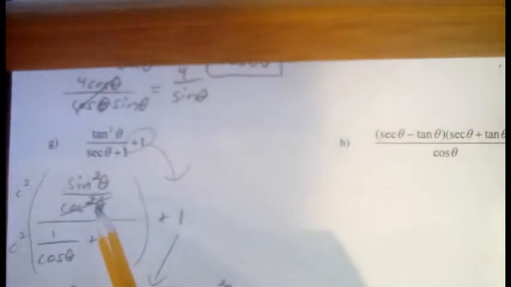So for this fraction, you need to cancel out the cosine squared and the cosine, to do which you just need to multiply everything by cosine squared. So that cancels out this cosine squared down on the bottom, and that leaves you with just sine squared right here. And then multiplying cosine squared by 1 over cosine leaves you with cosine plus cosine squared.